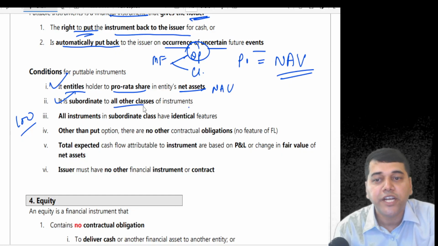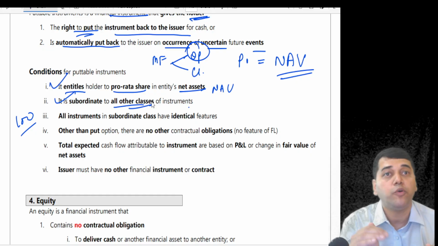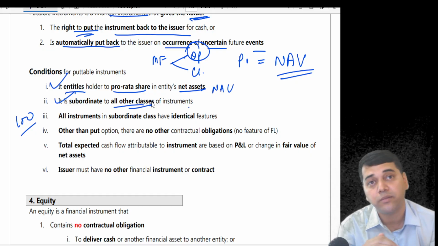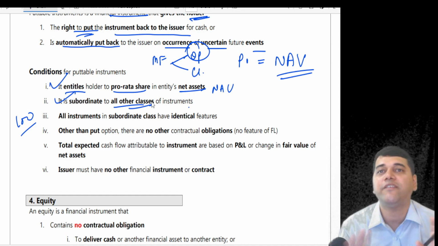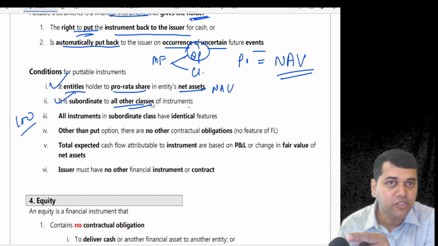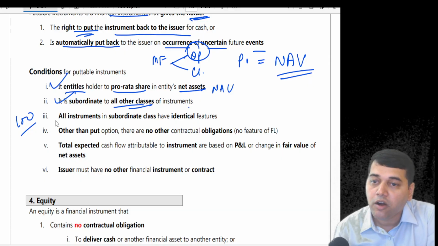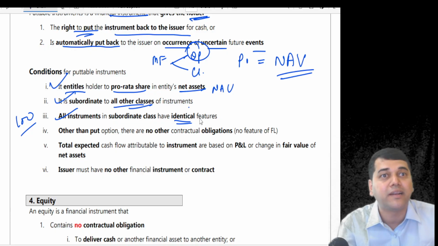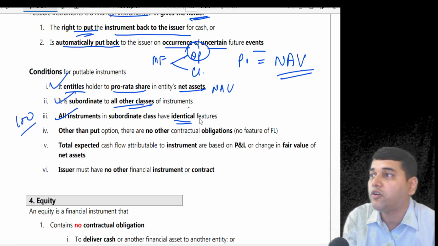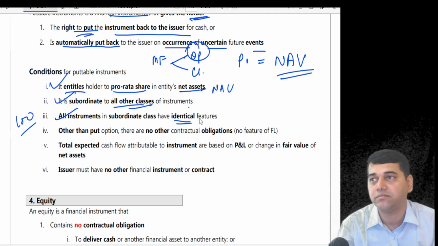Now, it is subordinate to all classes of the instrument. That means it is at the bottom. Like when you talk about equity shares and preference shares, who is subordinate? Equity shares, because it is at the bottom. They don't have any priority at all. So whatever this instrument, it should be at the bottom. It should not have any priority over somebody. All instruments in the subordinate class are identical. That means in that subordinate class you have got multiple classes. Equity shares also, you have got 10 rupees paid up, 5 rupees paid up. It should have identical features.